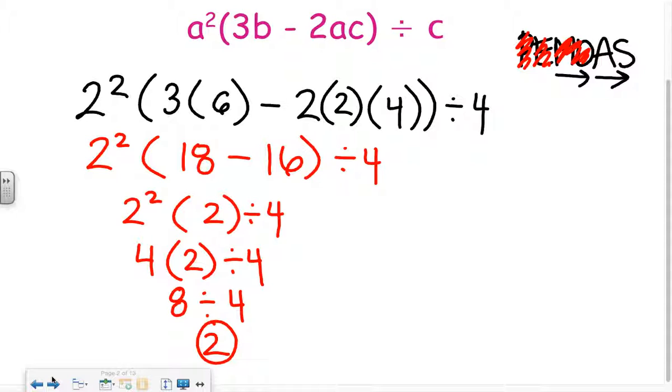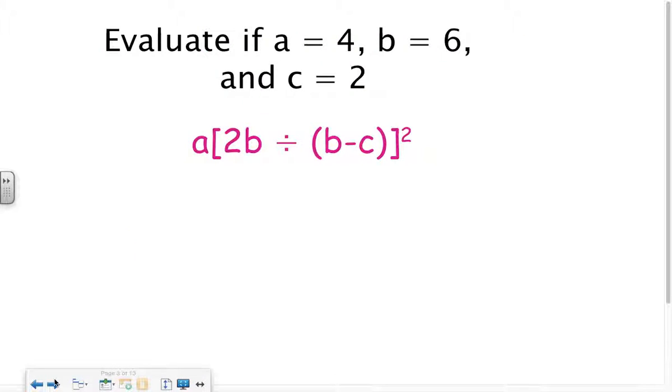Second one, evaluate if A equals 4, B equals 6, and C equals 2. 8 times 2B divided by (B minus C) squared.